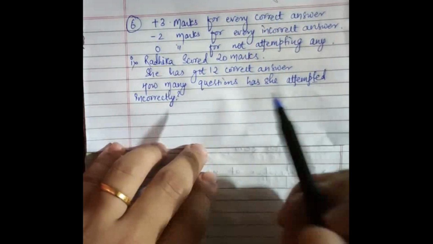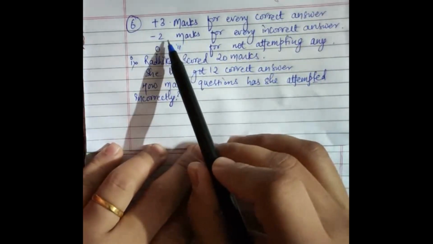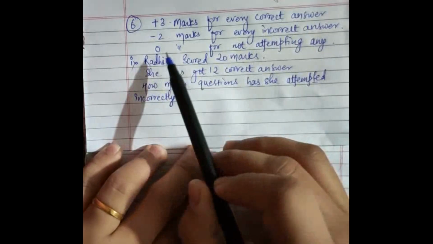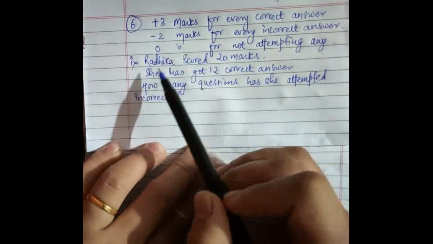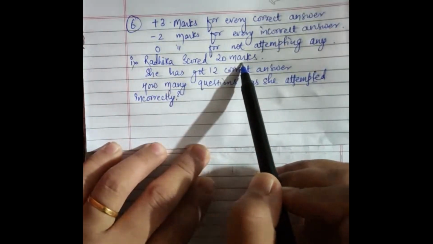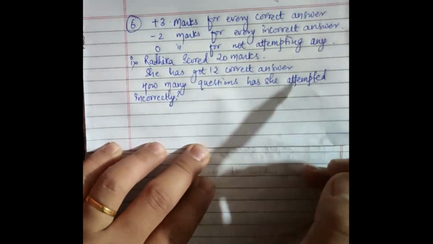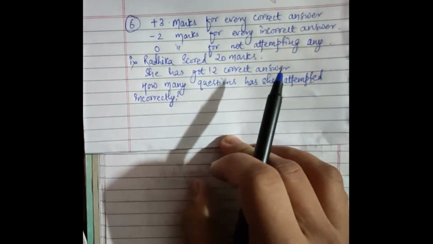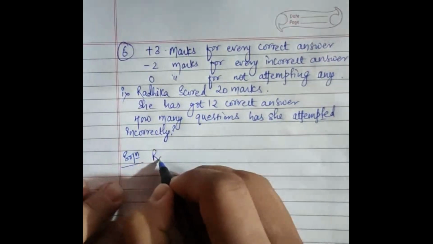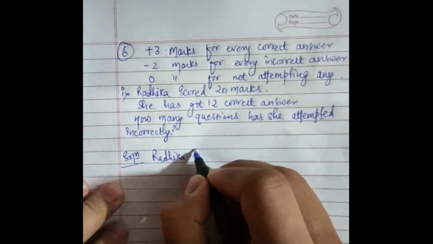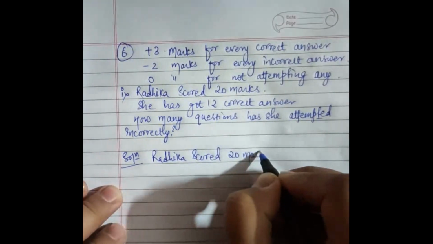So student, this is the overall question. Plus 3 marks was given for every correct answer, minus 2 marks for every incorrect answer, and 0 marks for not attempting any question, isn't it? So using this, we will solve. Radhika scored 20 marks. She got 12 correct answers. How many questions has she attempted incorrectly? Alright. So let us solve this. We will write Radhika scored how many? Radhika scored 20 marks, isn't it?